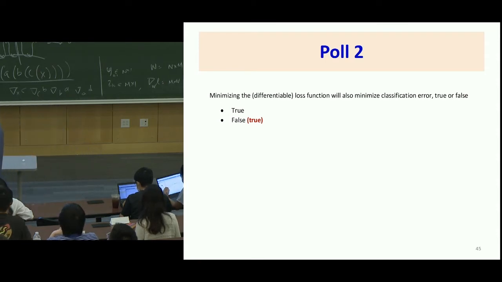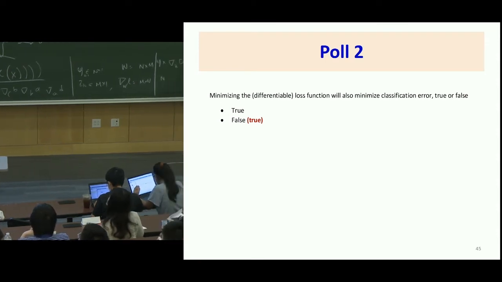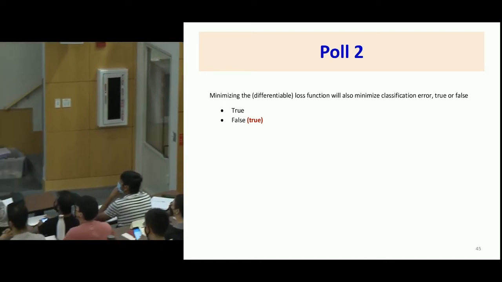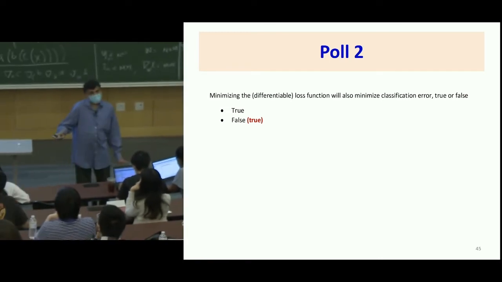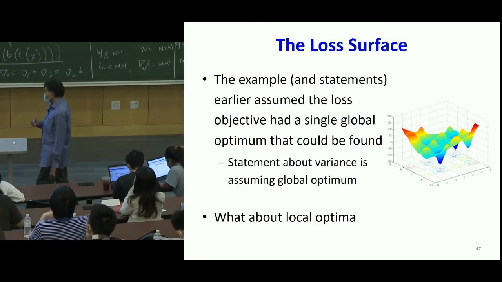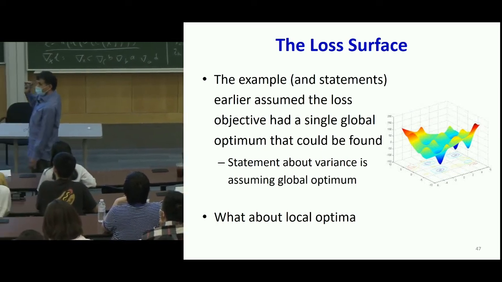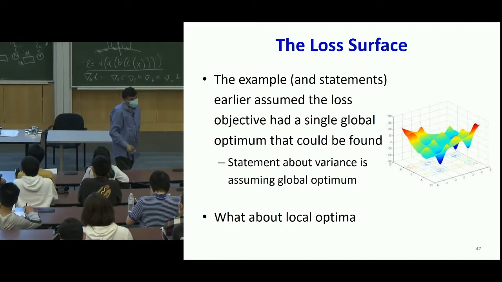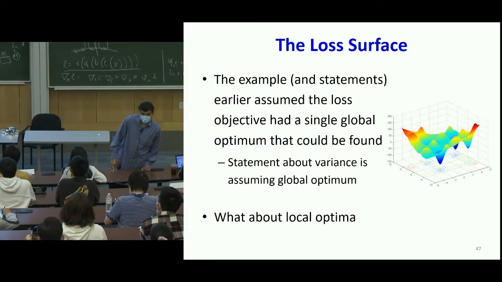So, all right. Here is the question. Minimizing the differentiable loss function will also minimize classification error, true or false? The answer is false, right? Okay. So now we assumed that things are not going to work necessarily as you would want them to, even if you got to the actual minimum of the loss function.